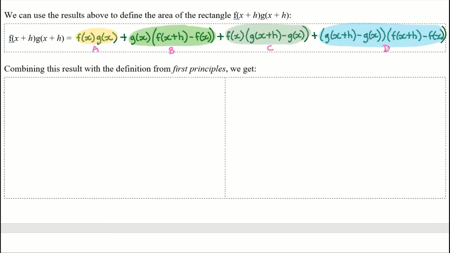So we've got the area of the whole rectangle now. So what we're going to do next is we're going to use the definition from first principles of our product. Now, the definition was stated at the top of the page.